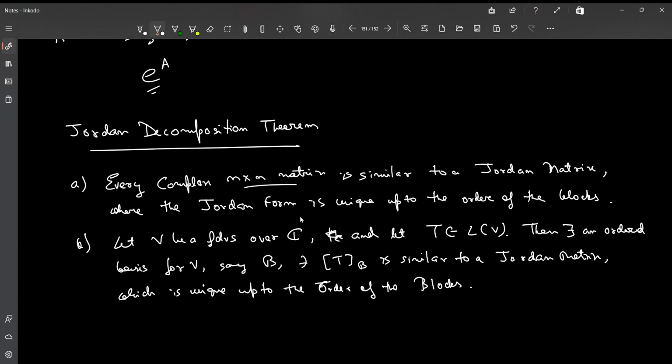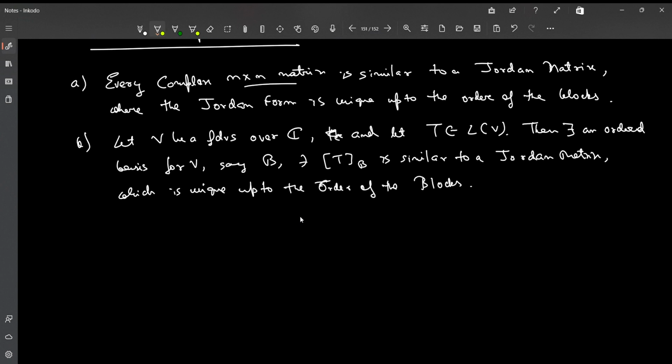Now, what is important about this theorem? First thing first, this theorem speaks to the fact that for every matrix you consider over the complex field, you will surely get a Jordan form for it. Secondly, it helps us to construct the basis or the matrix such that the similarity is witnessed.